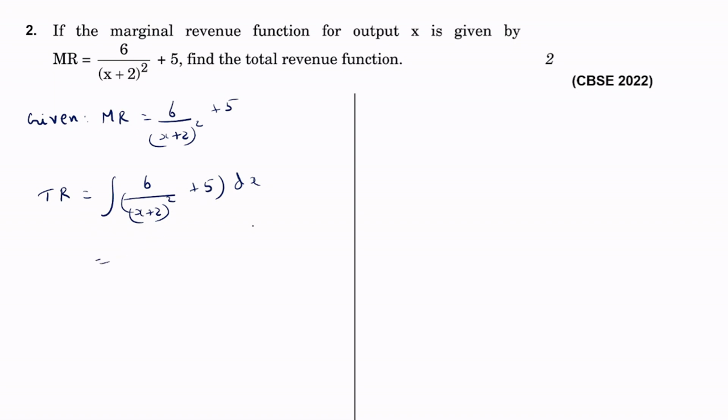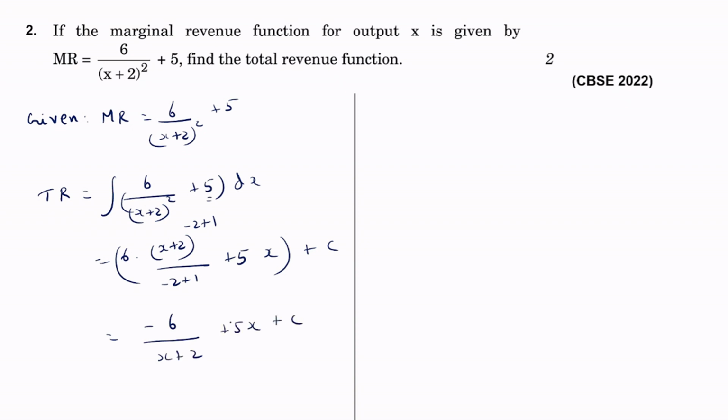So the integral of 6 by (x plus 2) the whole square is 6 into (x plus 2) the whole raised to minus 2 plus 1, by minus 2 plus 1, plus 5 into integral dx, which is x, plus c. So here it is (x plus 2) raised to minus 1, so it is 1 by (x plus 2), and here it is minus 1. So this is minus 6 upon (x plus 2) plus 5x plus c.